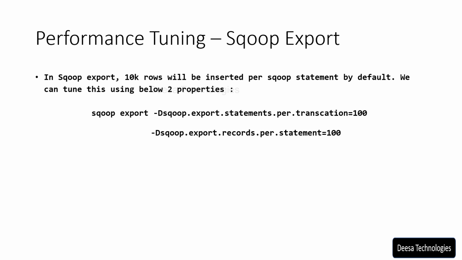Each insert statement is going to insert 100 records at a time. So you have 100 insert statements, and each insert statement will insert 100 records. So 100 into 100, 10,000. That is 10,000 records per Sqoop statement, which is the default behavior of Sqoop. You can increase this, maybe to 200, 300, whatever it is. That way, for one Sqoop statement, you are inserting more than 10,000 records. That is one of the performance tuning techniques that we can do.